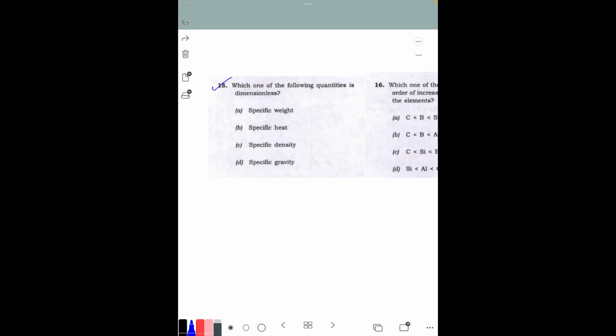15. Which one of the following quantities is dimensionless? Specific weight, specific heat, specific density and specific gravity. Out of all these 4 quantities, only specific gravity is the ratio of 2 densities. So this is the only dimensionless quantity out of these 4. So option C is the correct answer.